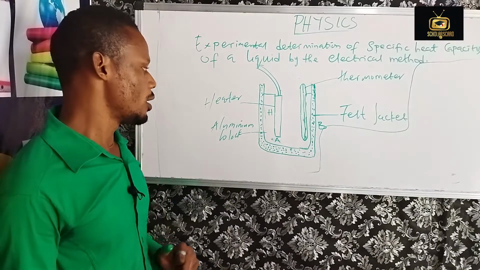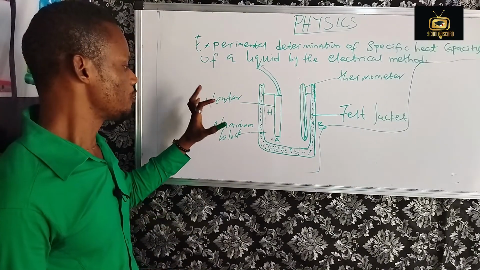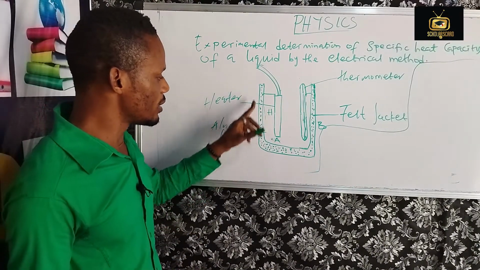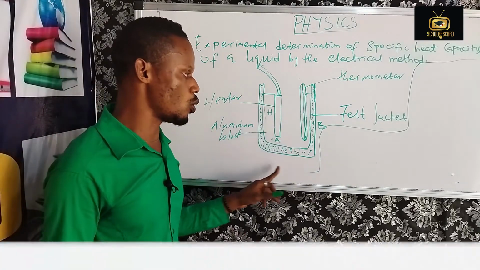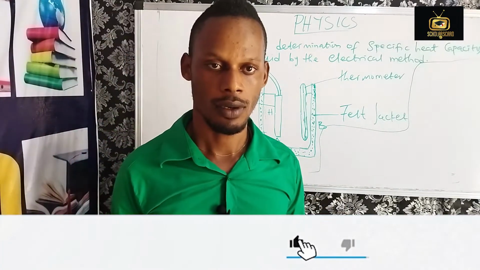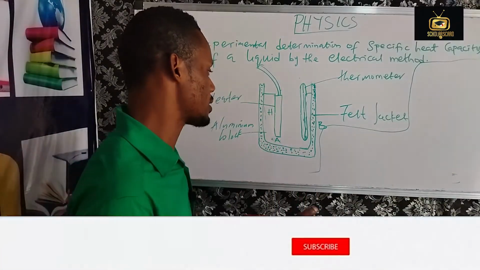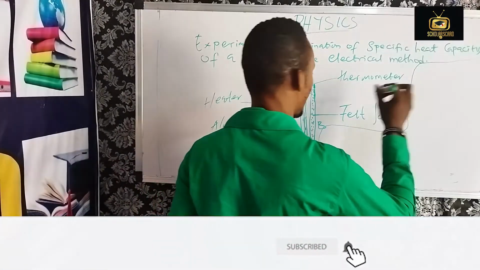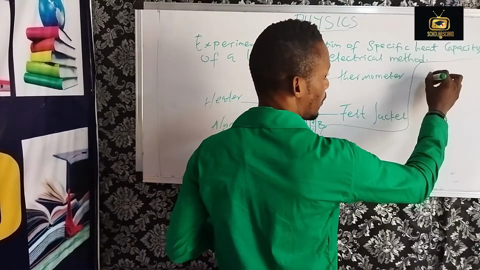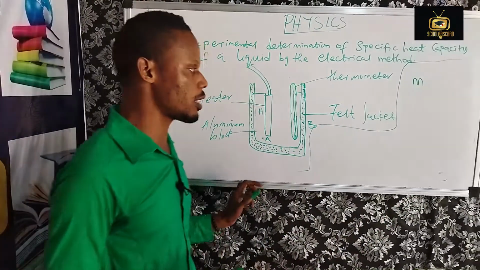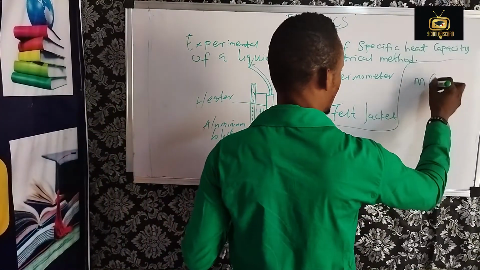Are you with me? Now, first of all, you measure the initial mass of the bowl with a weighing balance. We call it a chemical or beam balance. You measure the initial mass of the bowl, which is M, in kilogram.